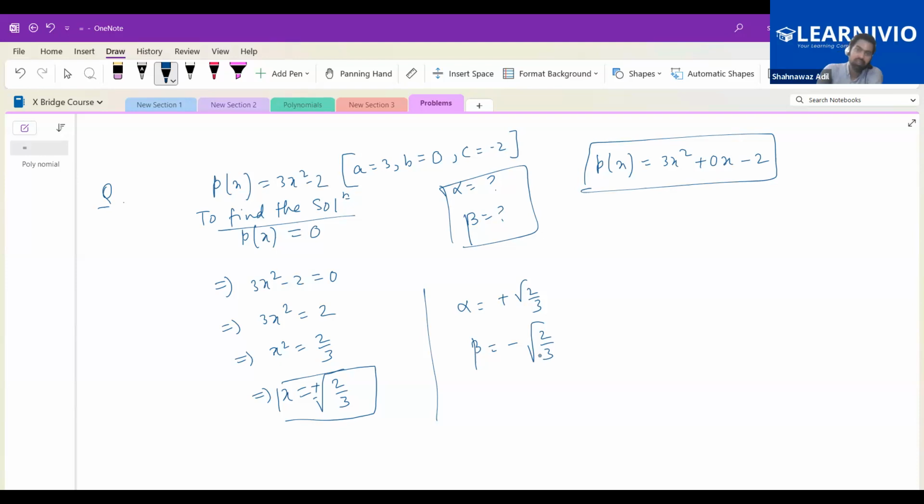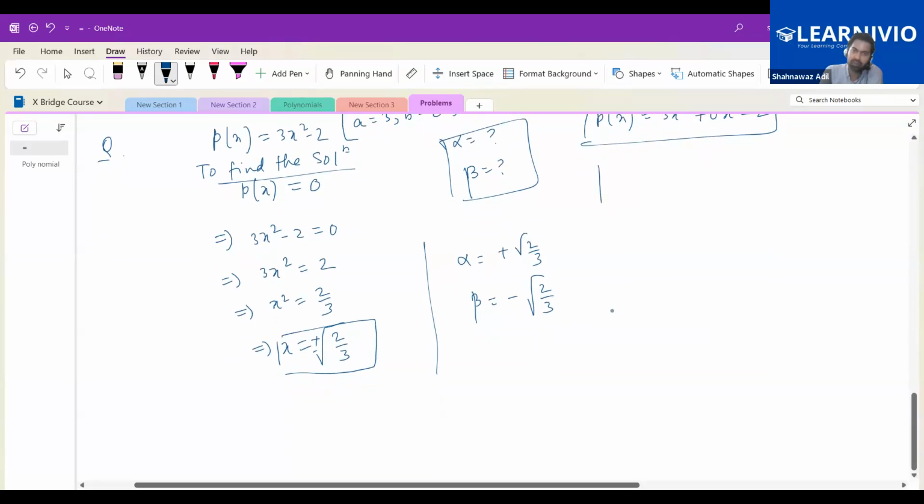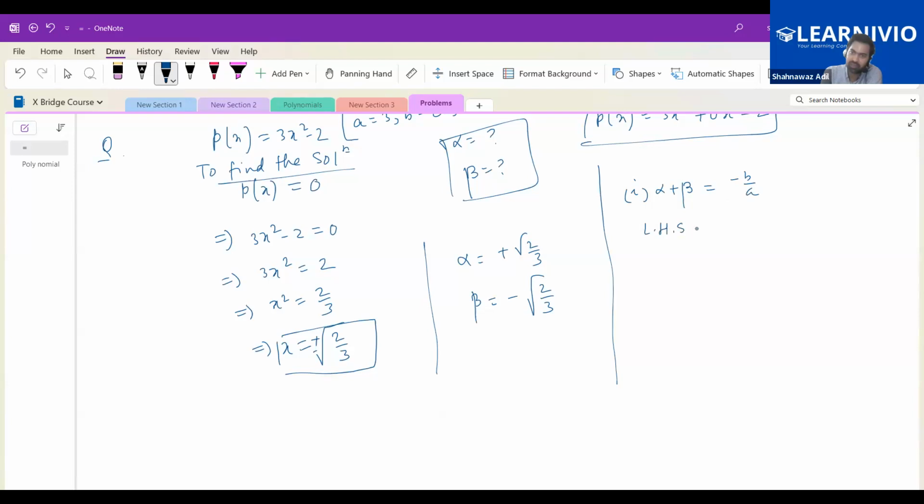Yes, sir. So if I want to prove that the sum of the zeros, alpha plus beta, is minus b by a, LHS is alpha plus beta. So this is plus root 2 by 3 minus root 2 by 3. So this will cancel with this. RHS is minus b by a, which is minus 0 by 3, whatever a is. So this will be 0, which is the LHS. Right? So this verifies the relation.